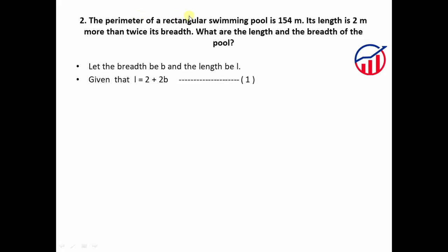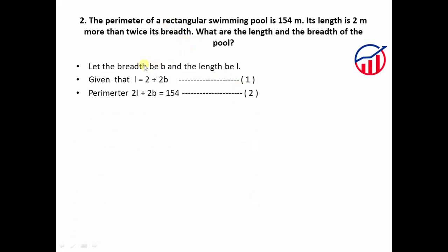The perimeter of the rectangular swimming pool is 154. We have been given that length is equal to 2 meters more than twice its breadth. b is the breadth over here. So twice the breadth plus 2 meters is equal to length. This is how we have got equation 1 based on the given fact.